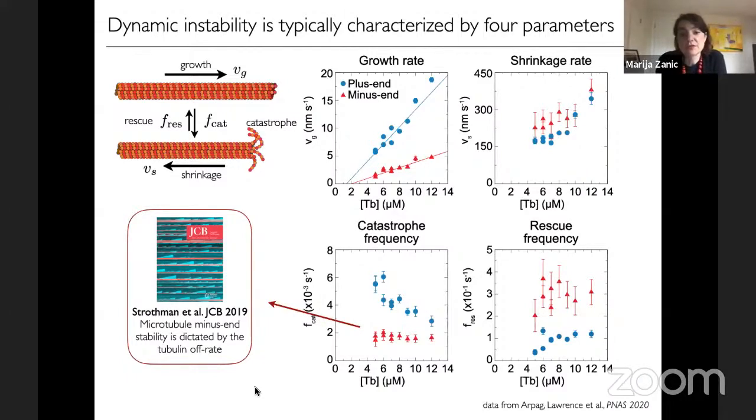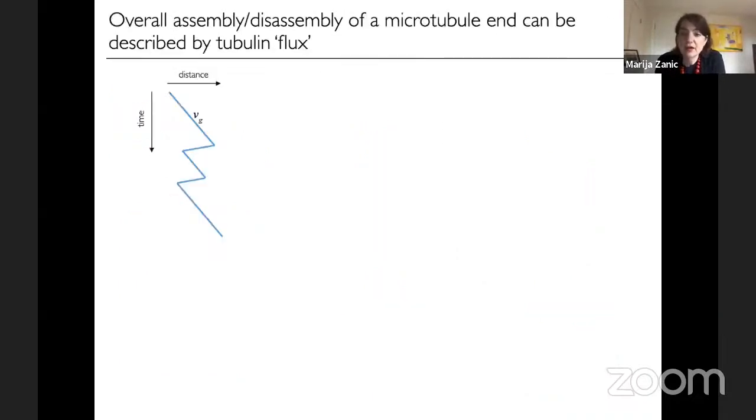But for the purposes of this talk, we're really interested in the overall behavior of the end. Will a given end, at a given tubulin concentration, overall be growing, polymerizing, or depolymerizing? For that, the quantity that is really relevant in this context is something that has been named tubulin subunit flux.